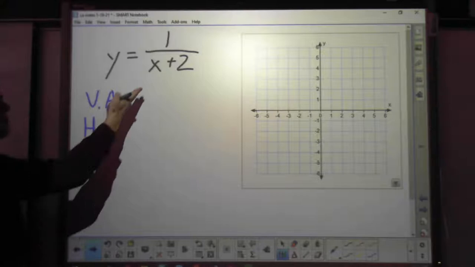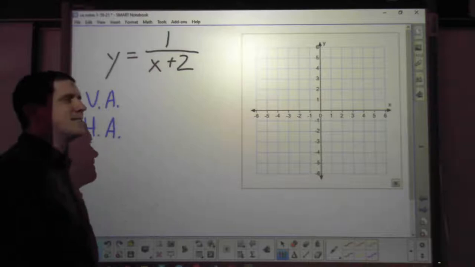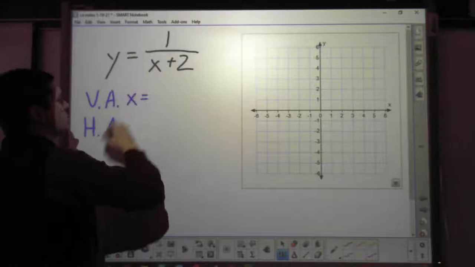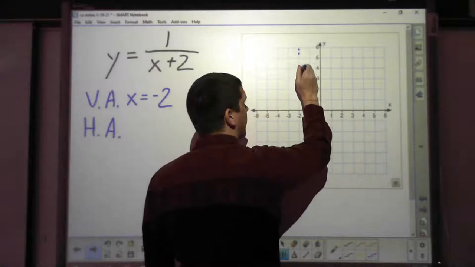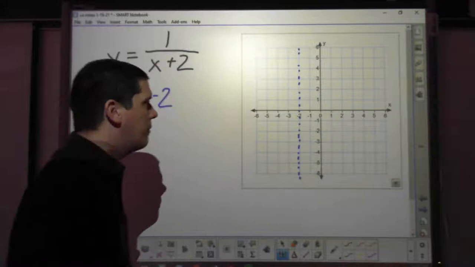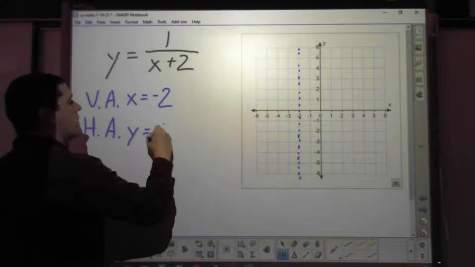And for this, when I look at that, well, if I plugged in negative 2 for x, negative 2 plus 2 gives me that 0. So right away, that tells me that there's a problem going on at negative 2. So then I know my vertical asymptote is simply going to be x equals negative 2. So I can go to negative 2. And again, the reason that's a problem is because if I plug in negative 2, I get a 0 in the denominator. Now, for the horizontal asymptote, we're going to come back. Right now, I'm just going to tell you the horizontal asymptote is y equals 0. Again, by the end of today, we will know exactly how to find that.